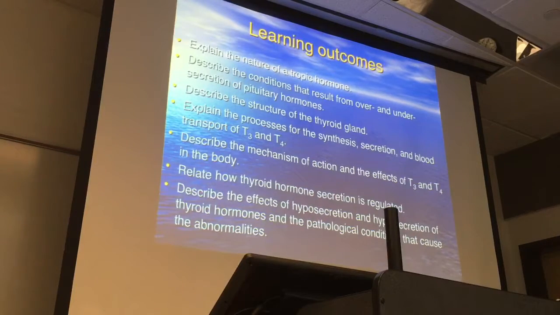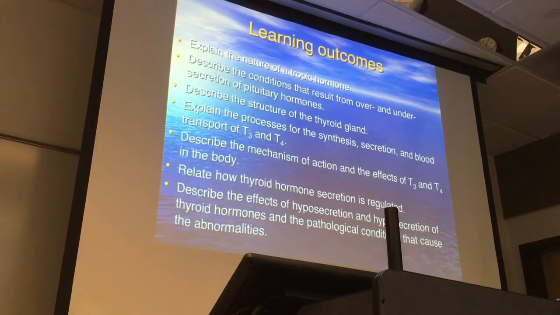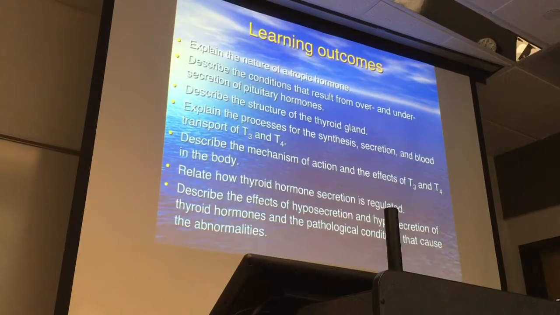Why are these big pools of colloid in those follicles in the thyroid? Describe the mechanism of action and the effects of T3 and T4 in the body. Relate how thyroid hormone secretion is regulated. How would you think it would be? Negative feedback. You have constant levels of thyroid hormone.